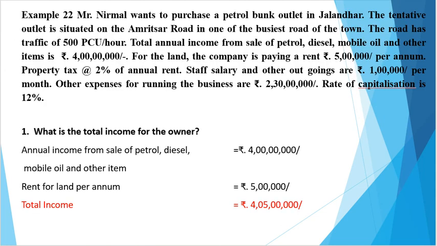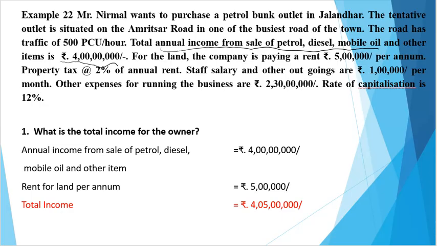Mr. Nirmal wants to purchase a petrol bunk outlet in Jalandhar. The tentative outlet is situated on the Amritsar road in one of the busiest roads of the town. The road has a traffic of 500 passenger car units per hour. The annual income from the sale of petrol, diesel, mobile oil and other items is 4 crore.